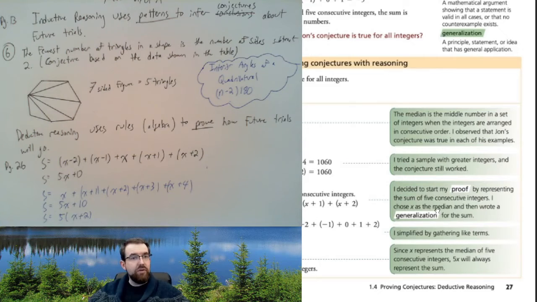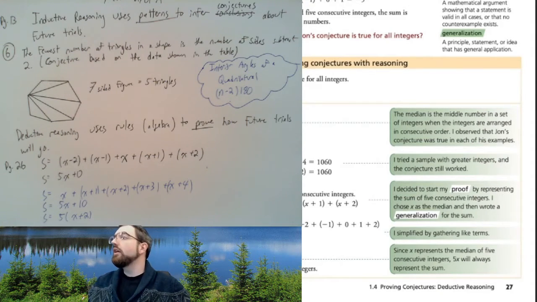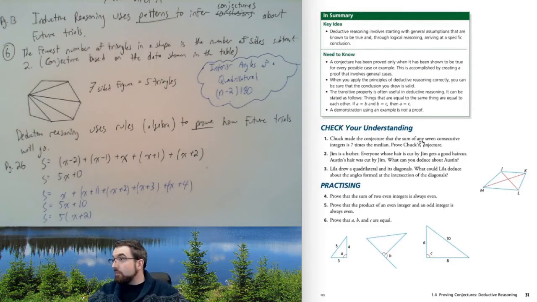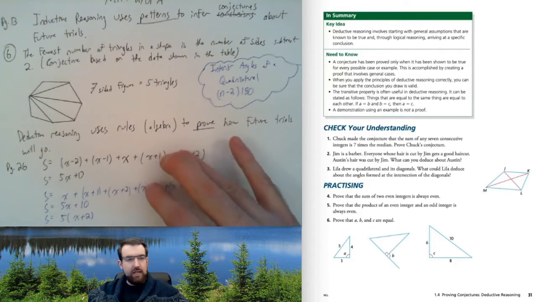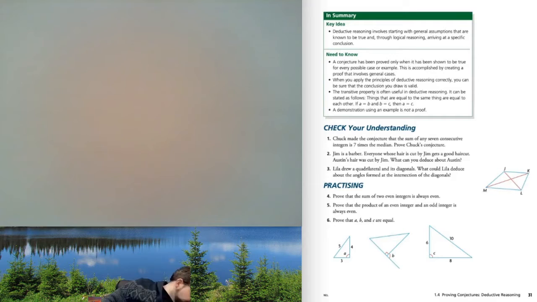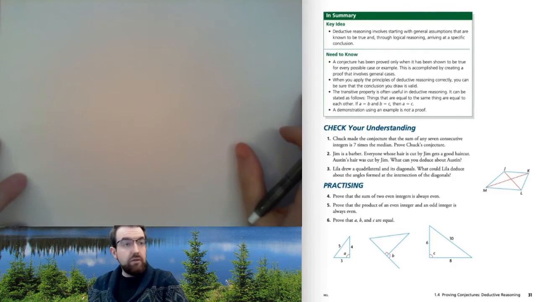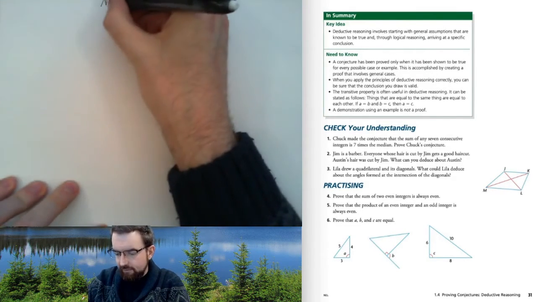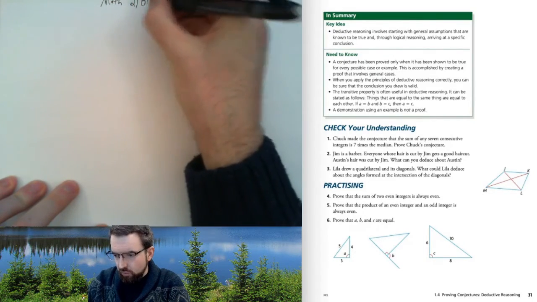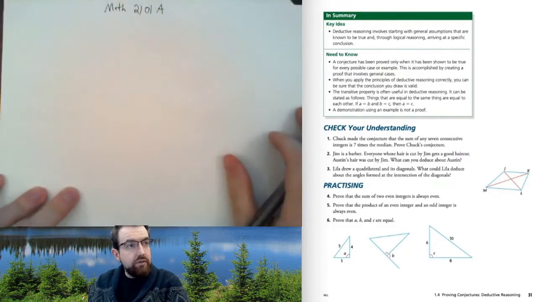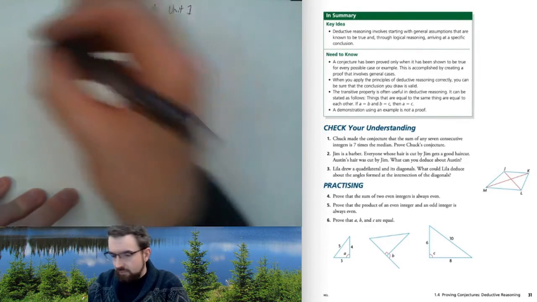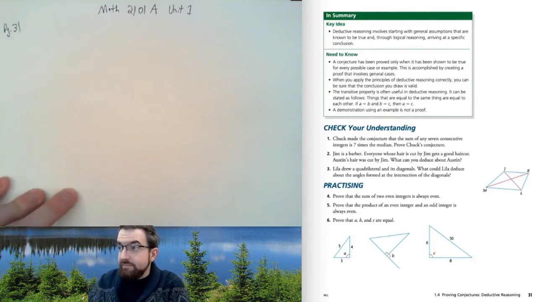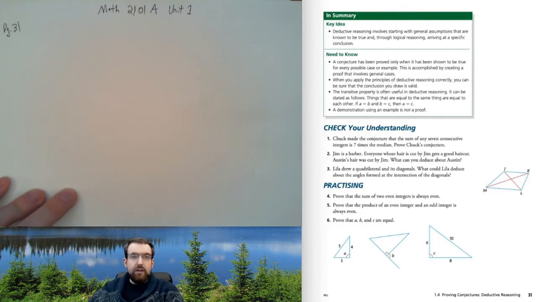But the book walks through this example fairly well. I do want to pop over here now. Let's see, I wanted page 31 next. Okay, yeah, these are some good examples here in the check your understanding on page 31. This is still math 2101A, and this is still unit 1. Page 31. Okay, let me zoom in a touch.